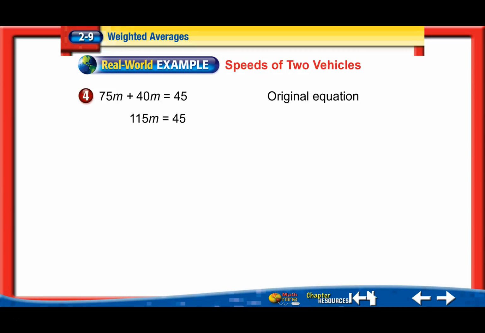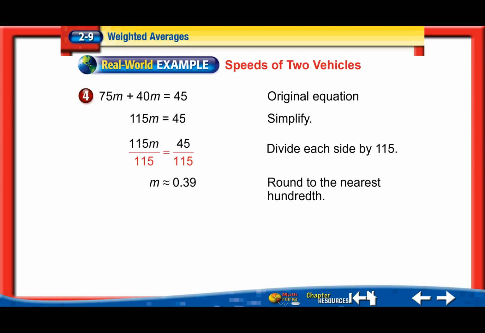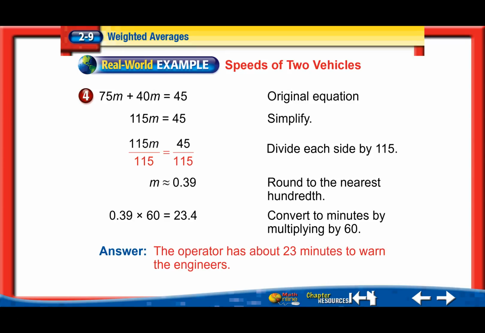So we write the original equation, we add them together, then we divide both sides by 115, which would give us 0.39 when we round it. So we multiply that by 60 because 0.39 of an hour doesn't make any sense to us. So 23.4 minutes, about 23 minutes to warn the engineers.